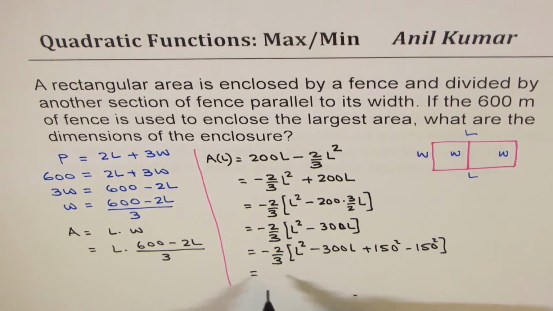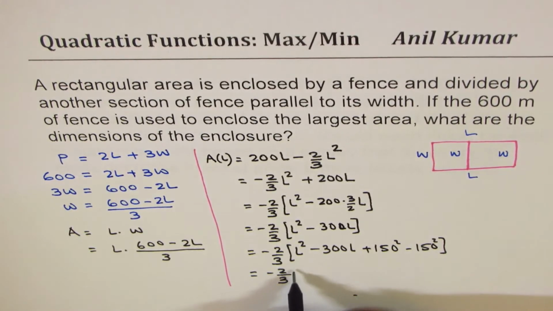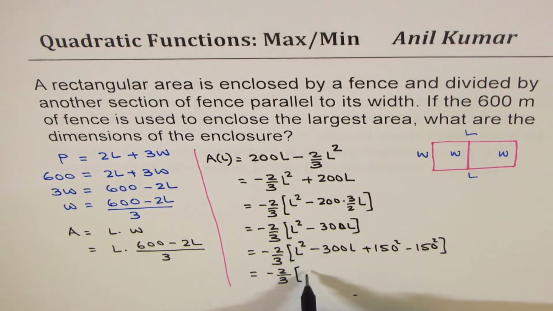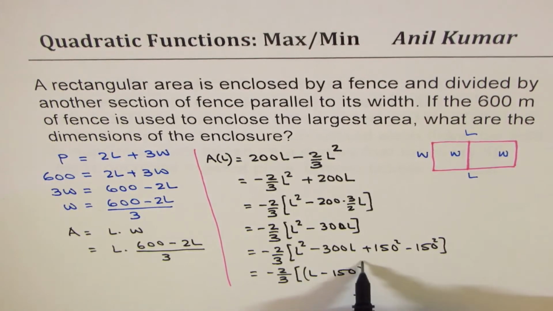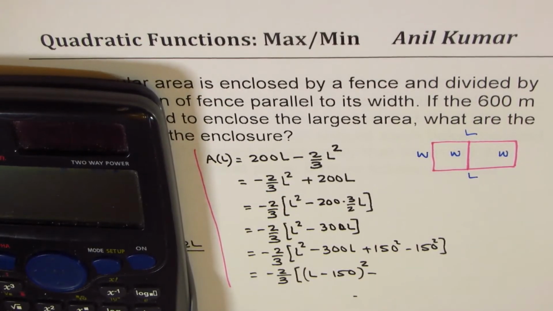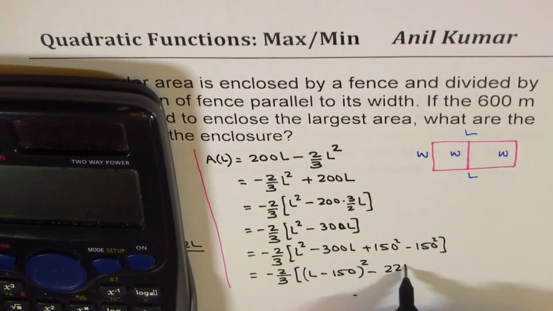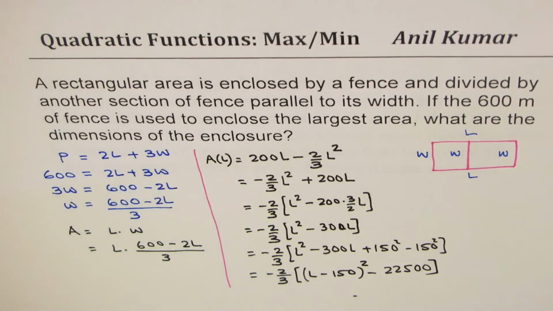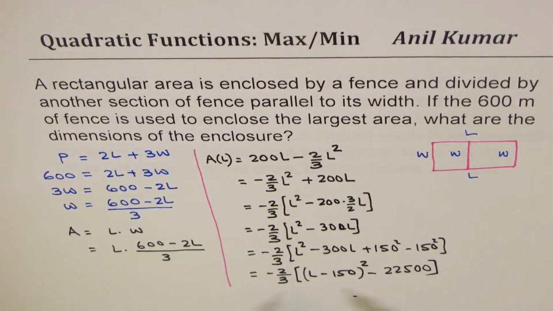Perfect. And finally, we can write this in the vertex form as, let me take one more step. L minus 150 whole square minus 150 square. So let me write down what is 150 square. 150 square is equal to 22500. So let's open this bracket and write it here.